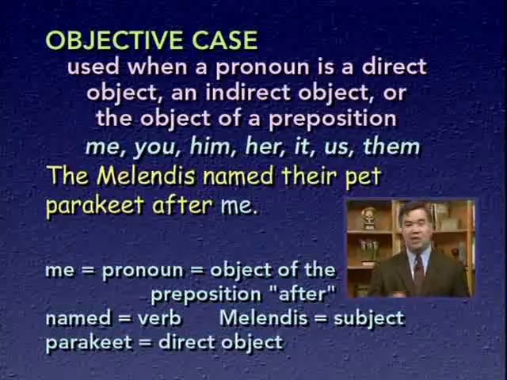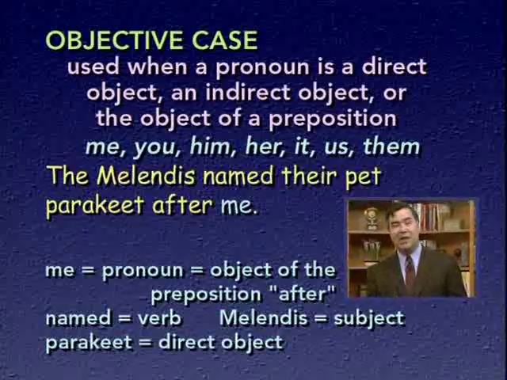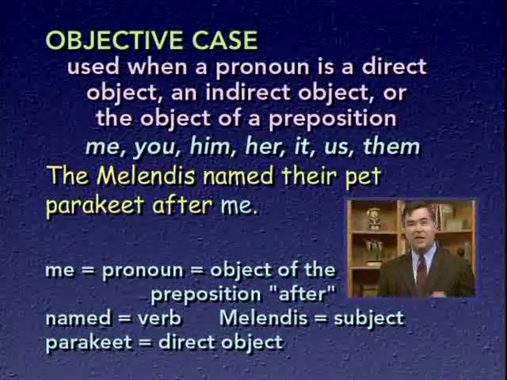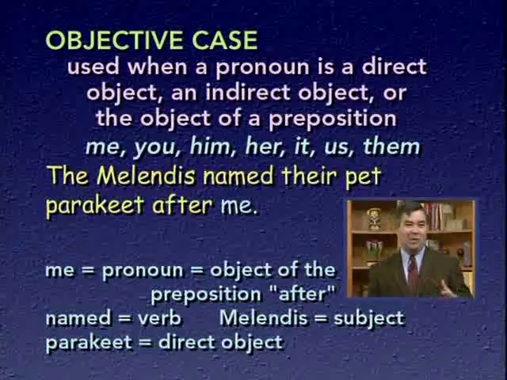After is the preposition. Me is the object of the preposition. And because the pronoun is being used as the object of a preposition, it should be in the objective case, as it is. So these three sentences illustrate the three different ways that an objective case pronoun ought to be used: as the direct object of the verb, the indirect object of the verb, or the object of a preposition.